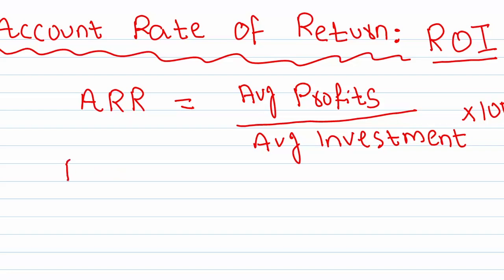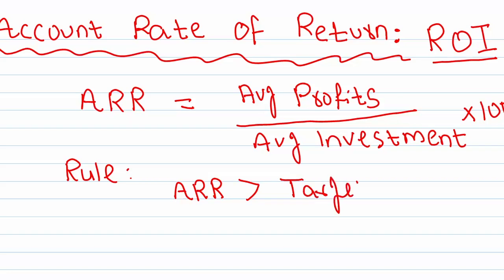And the decision rule will be, if accounting rate of return is greater than target accounting rate of return, then we will go for the project. For example, if our accounting rate of return is 20% and target set by the management is 15%, then we will go for the project. We will do the project because the estimated rate of return is greater than the target rate of return set by the company.